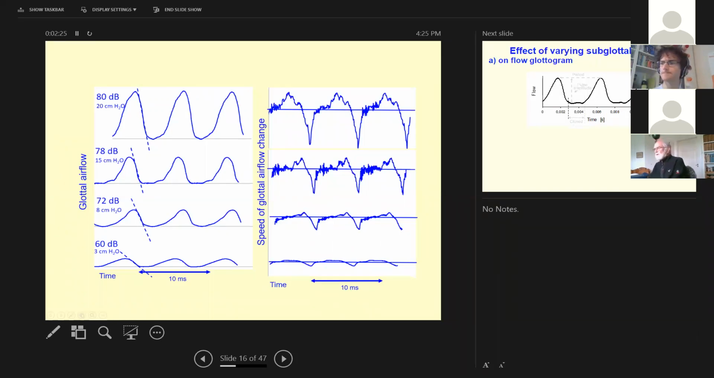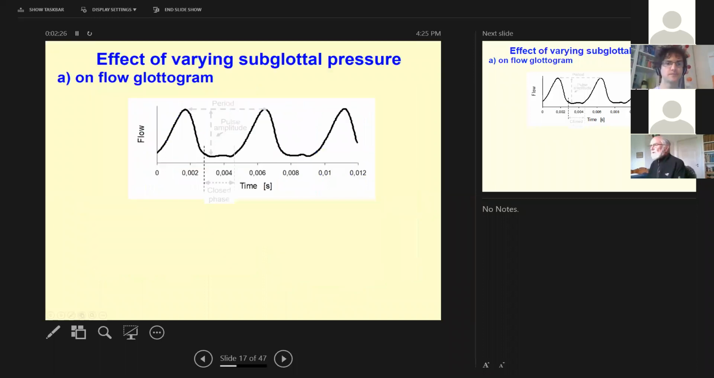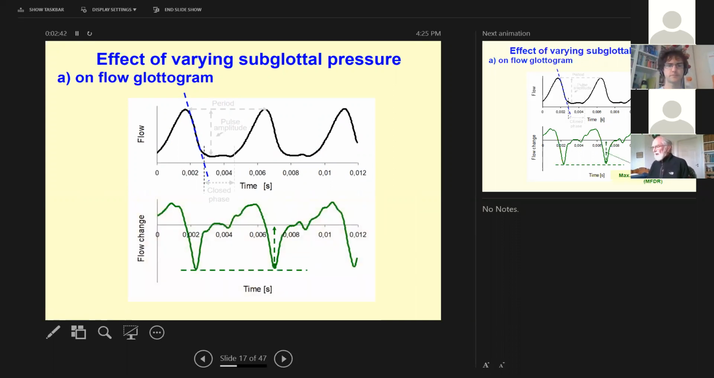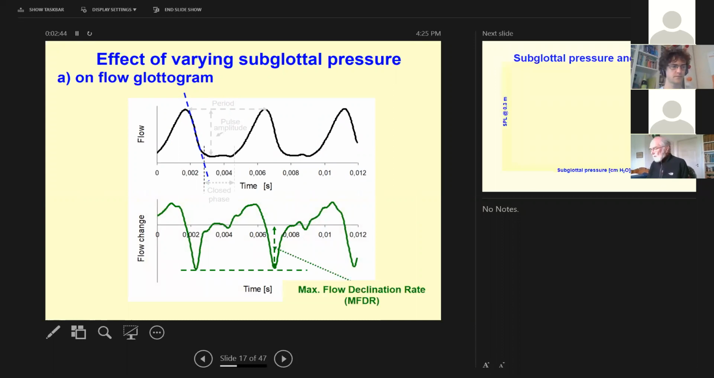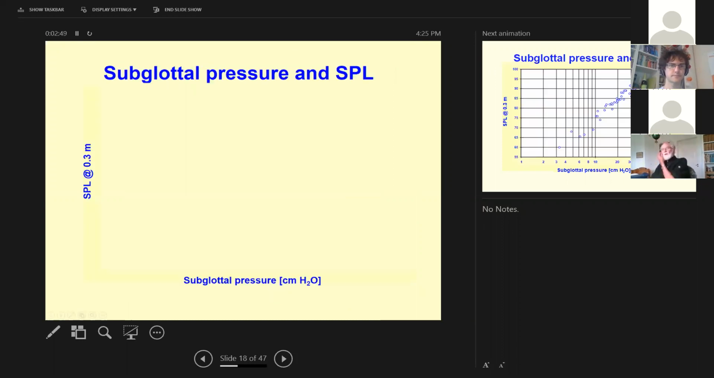Okay, so much for the effect of varying subglottal pressure on the flow glottogram. We could say then, as we vary subglottal pressure, the steepness of the trailing end of the pulse gets more and more steep. And that means that the derivative gets more amplitude in its negative peak. Okay, so now let me turn to subglottal pressure and sound pressure level. The negative peak of the derivative of the flow glottogram, that is actually sound pressure level.